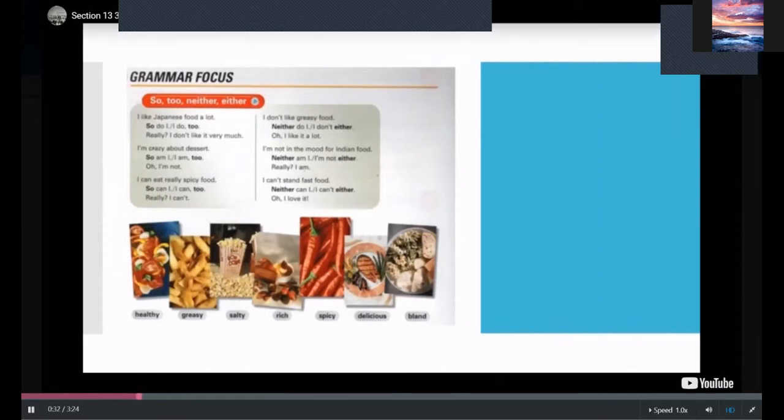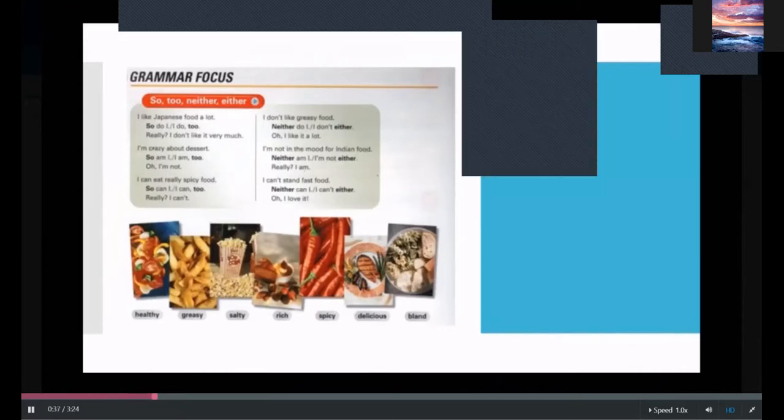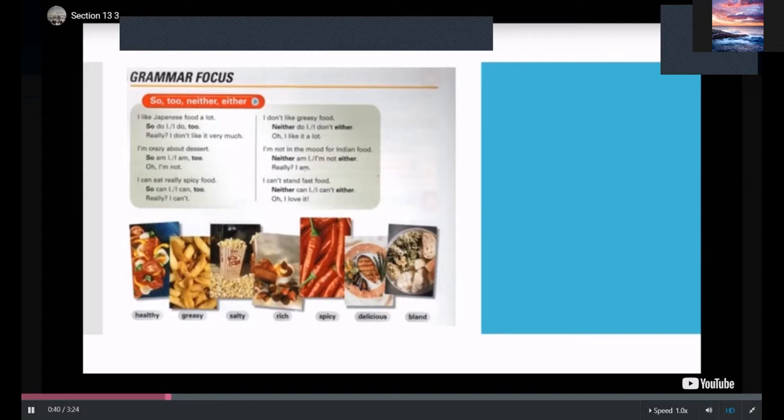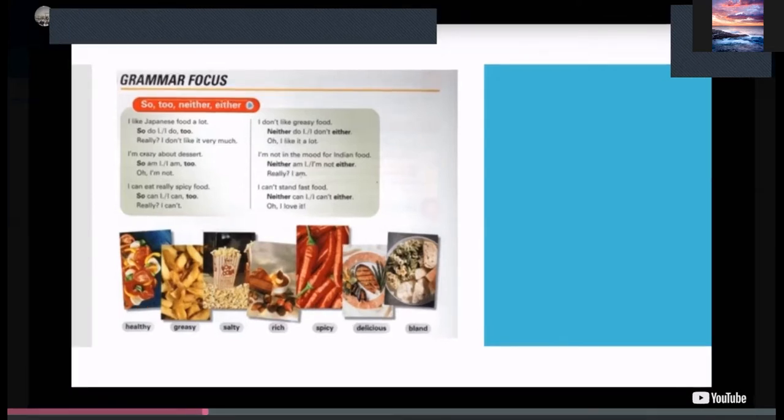I'm crazy about dessert. So am I. I am too. Oh, I'm not. I can eat really spicy food. So can I. I can too. Really? I can't. I don't like greasy food. Neither do I. I don't either. Oh, I like it a lot.